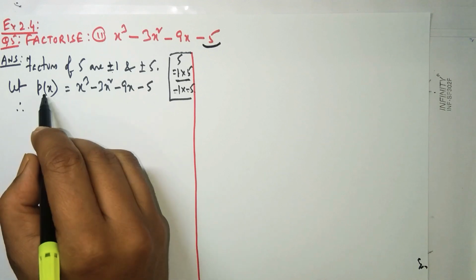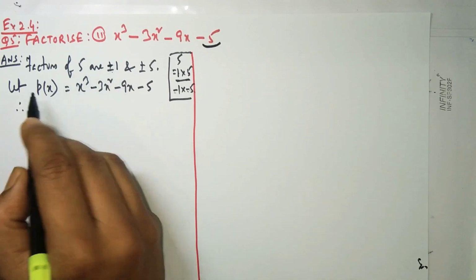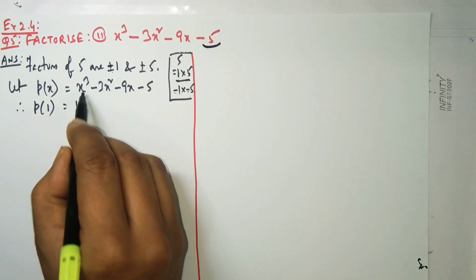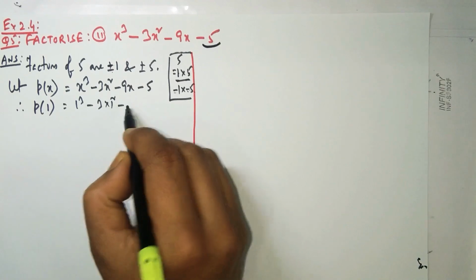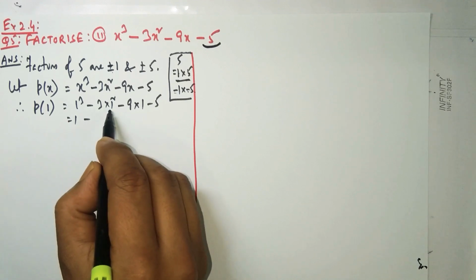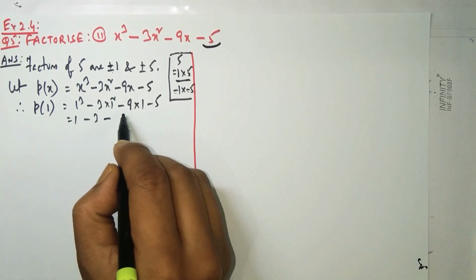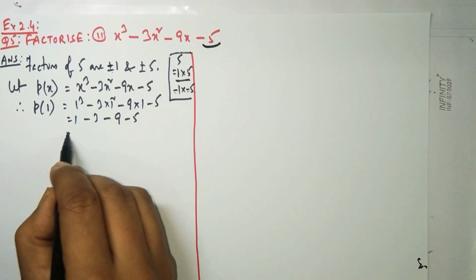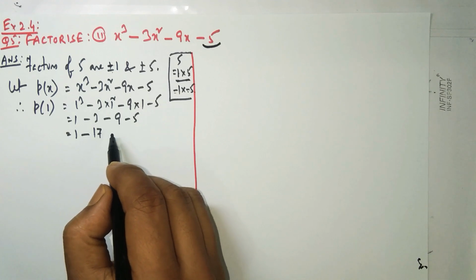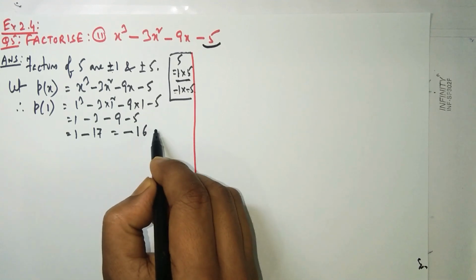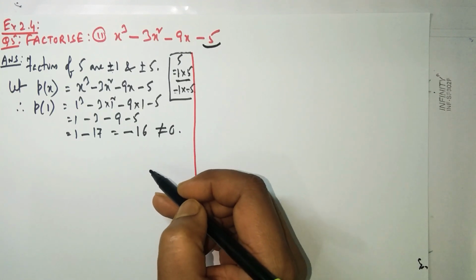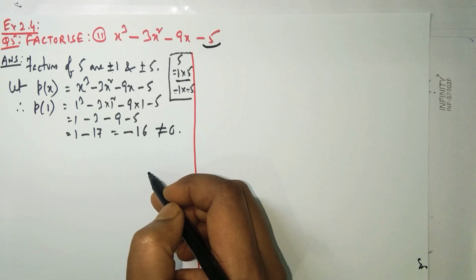Therefore, this x I'm going to replace by, first of all, plus 1. So p of plus 1, I'm going to replace this x by 1, so it will be 1 cube minus 3 into 1 square minus 9 into 1 minus 5. 1 cube is 1, 1 squared is 1, 3 ones are 3, 9 ones are 9, minus 5. So it is 1 minus 3 minus 9 is minus 12, minus 5 is minus 17. Okay, 1 minus 17 is minus 16. Is it 0? No, it is not equal to 0. Since it is not equal to 0, we will carry on this process.